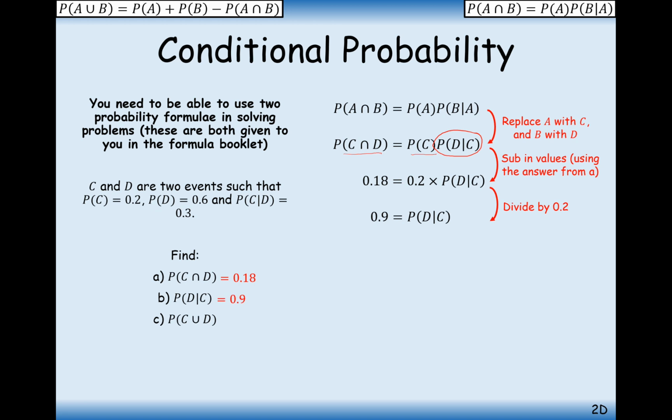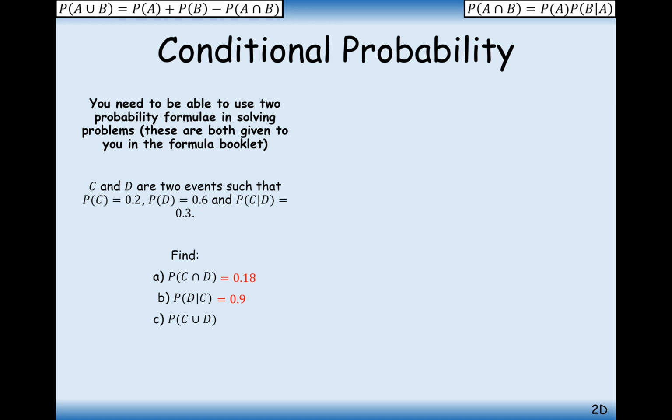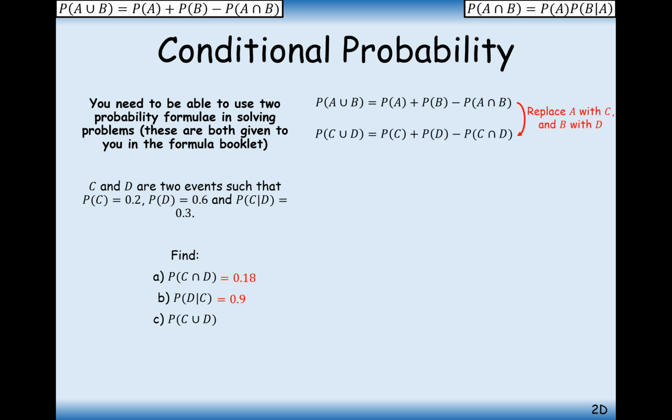Notice how these are kind of Venn diagram questions, but we're not actually using a Venn diagram at all. We're just using the two formulas that we've been given above. The final part, part C, is going to use the first formula that we were given, the probability of C or D is true. So let's replace A with C and B with D, and then plug in everything on the right hand side that we know. We know the probability of C, the probability of D, and the probability of C and D, given that we answered that in part A. And then the answer is 0.62.